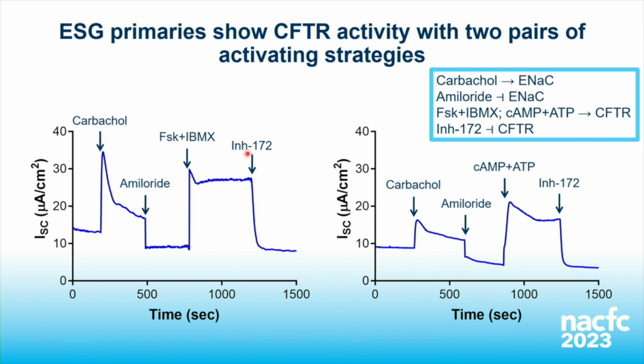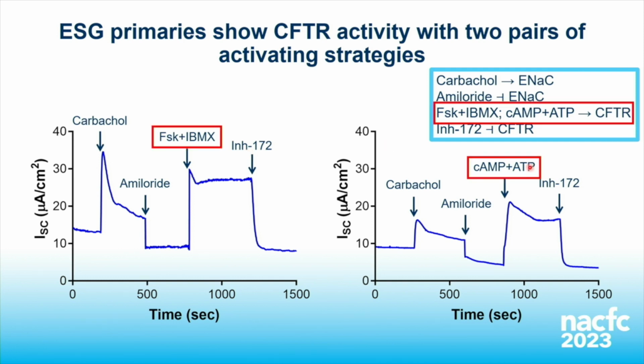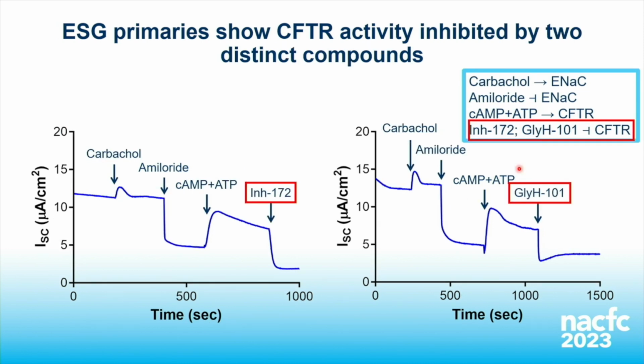I also want to show you here that on the right, we're also getting activation of CFTR by a combination of cyclic AMP and ATP, which has been previously published in whole sweat gland electrophysiology. So both of these activators are functional in our system. Here I want to show that inhibition of CFTR can be achieved by either INH172 or GlyH101. And this is important because these 2 CFTR-specific inhibitors bind to different parts of CFTR. So this is supporting that this current is really CFTR-specific.